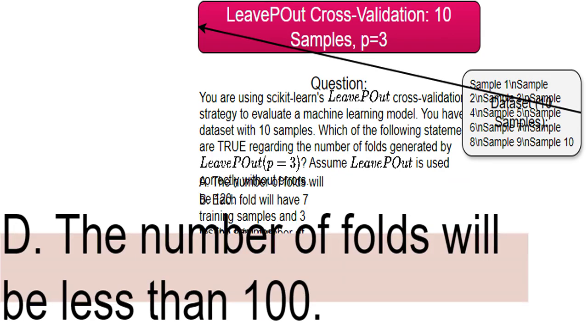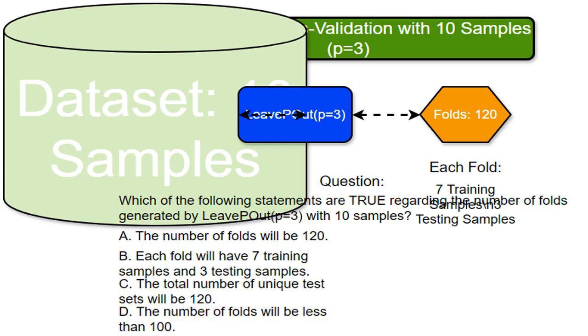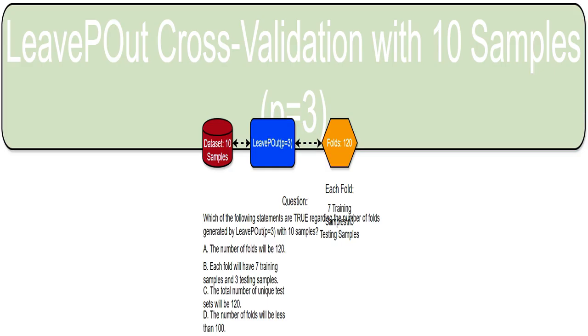This is a simple statement. The LeavePOut algorithm will generate fewer than 100 testing rounds. We'll see if it's true. We have a dataset containing 10 samples, which is the total number of data points we'll use for our model evaluation. This is a cross-validation technique from Sklearn called LeavePOut. The P equals 3 part means we'll leave out 3 samples in each round of testing.